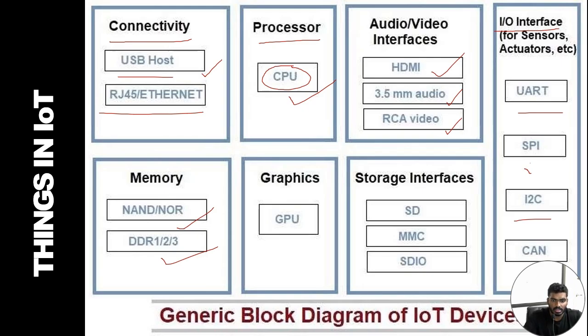Okay, and coming to DDR, it refers to double data rate. It's a RAM, DDR RAM. It provides temporary storage for real-time data processing. DDR1, DDR2 and DDR3 refer to different generations of RAM, with increasing speeds and efficiency.